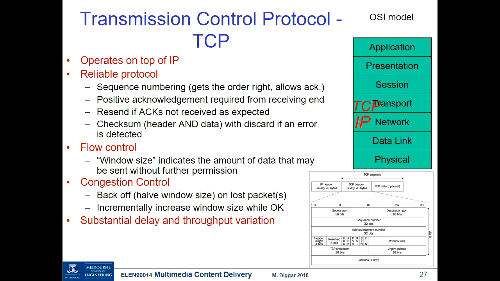As a result of those features, which are important to avoid network congestion, to avoid overwhelming the receiver, and to ensure reliability, really important for mail messages and HTML pages, there is substantial delay and there's substantial variation in the throughput, and that means it may not necessarily be well suited to media streaming.